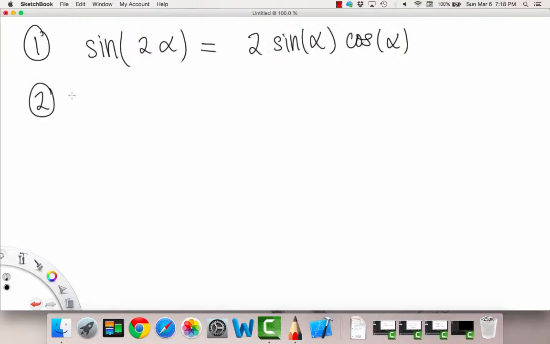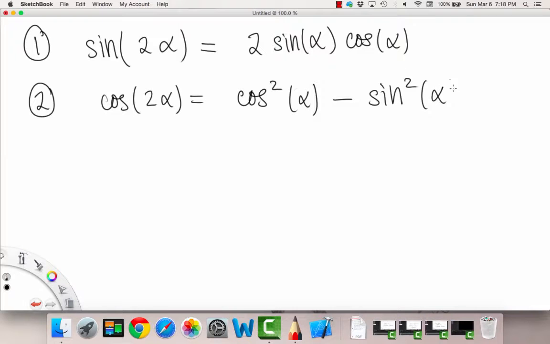And now let's go over a second double angle identity. So this is going to be cosine. Okay, so cosine of 2 alpha is equal to cosine squared of alpha minus sine squared of alpha. Okay, so I'll say this is option A for rephrasing cosine of 2 alpha.